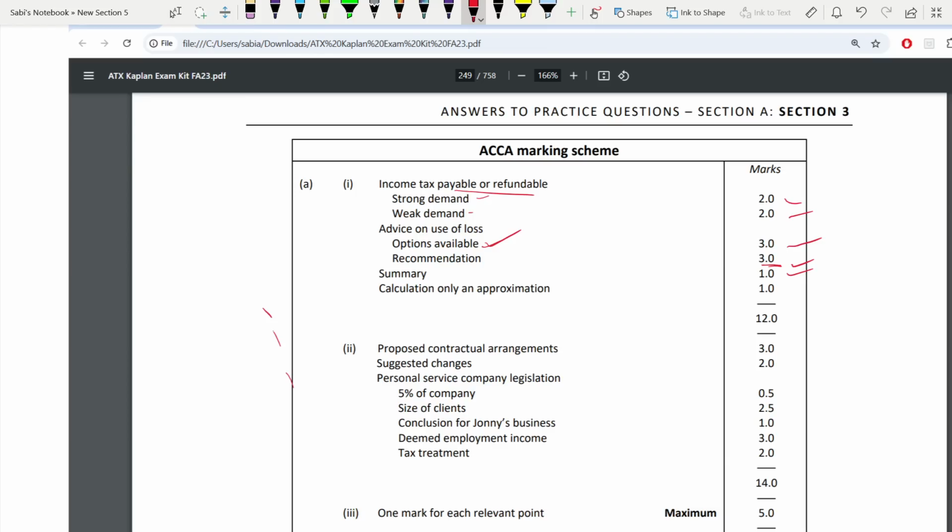That table that they have given you, summary, and calculation, a note on approximation. Many students missed out on this. Remember, sometimes you might be failing at 49 just because of this 1 mark. Don't do this. This was asked in the requirement. Why is it an approximation? Next.